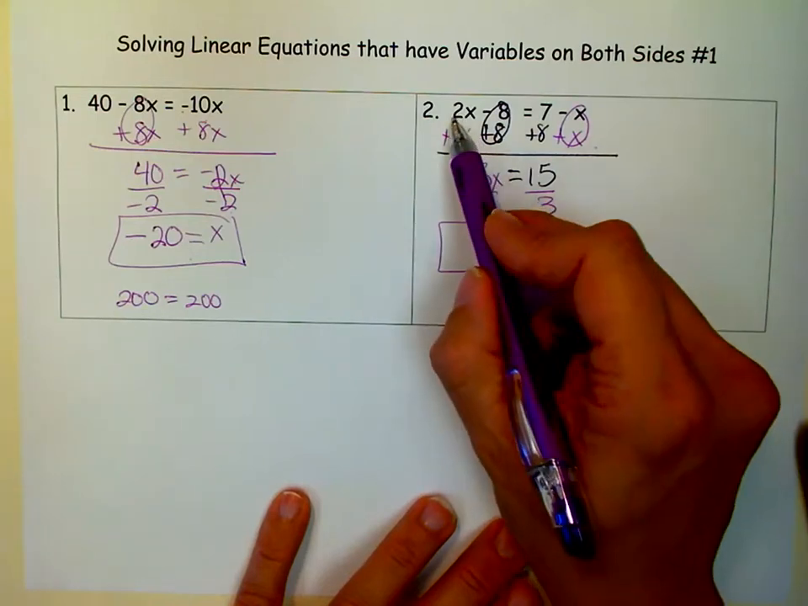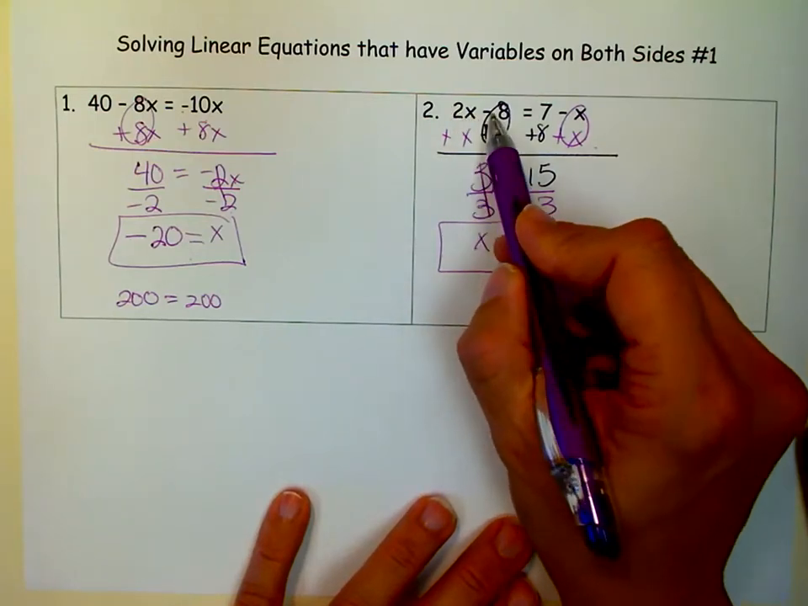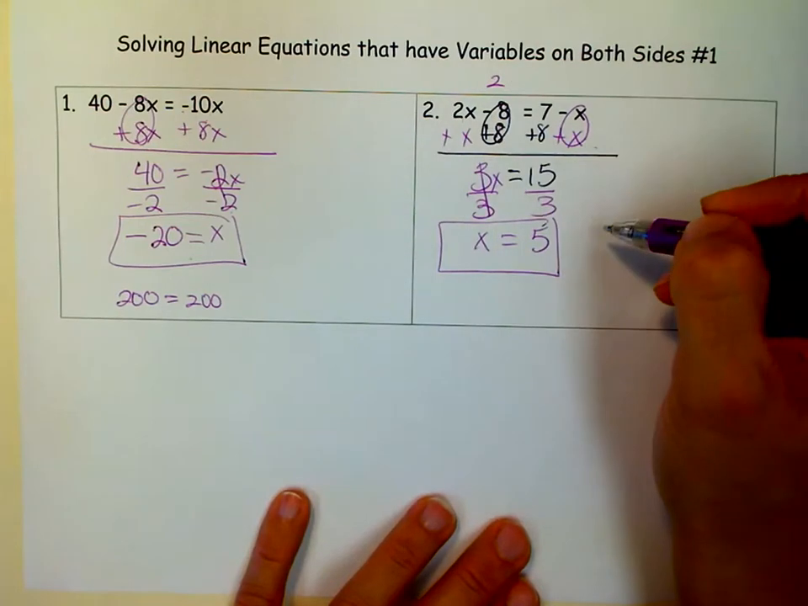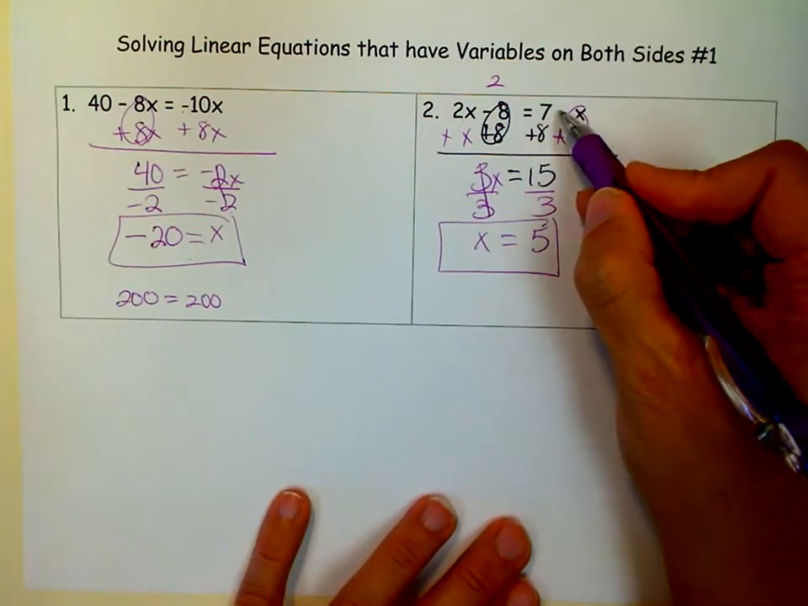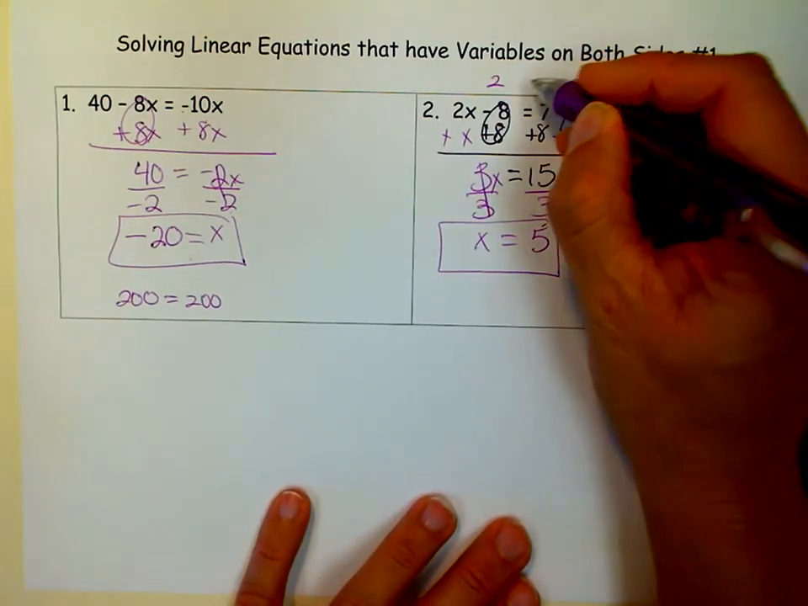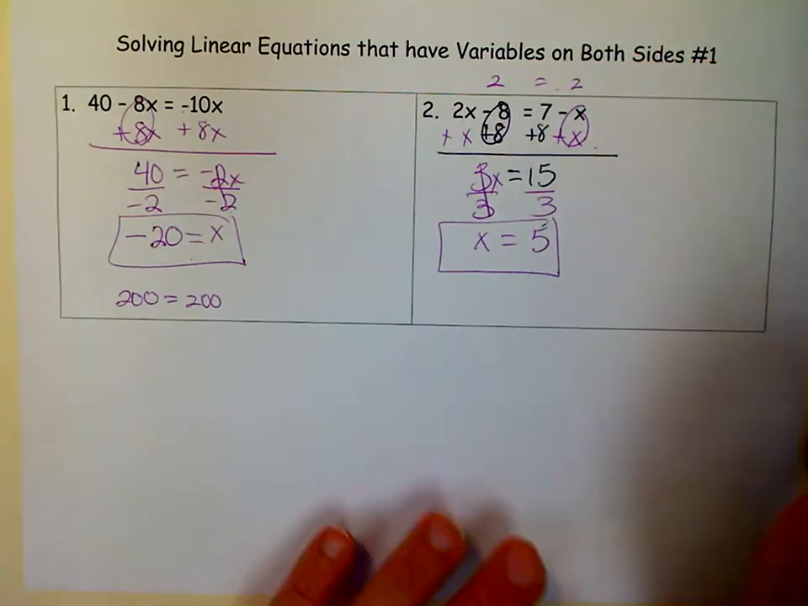Again, if we put a 5 in there, 2 times 5 is 10. 10 minus 8 is 2. So over here we put our 5 in, 7 minus 5 is 2. When 2 equals 2, we know we're right. We have the right answer.